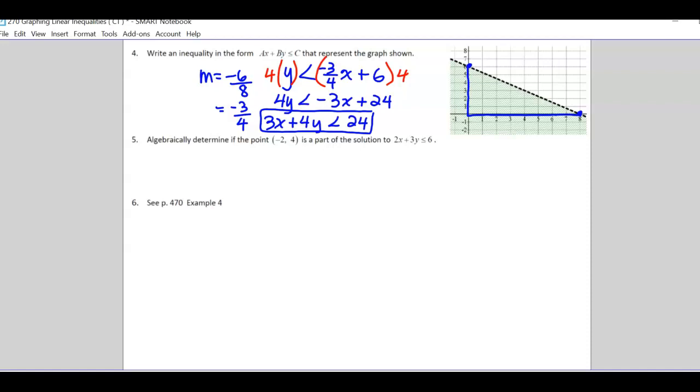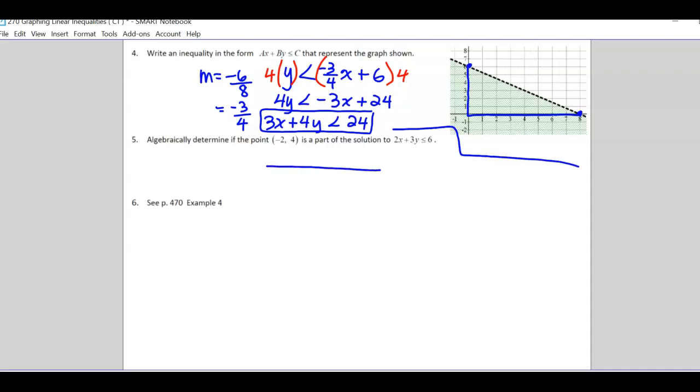Okay, and then algebraically, this point (-2, 4) looks like it should be in the shaded region. Algebraically, it's even substituted in. So 2 times -2, which is -4, plus 3 times 4, which is 12. Oh, this is a different equation, sorry. Okay, so this one here, I want to test this one.